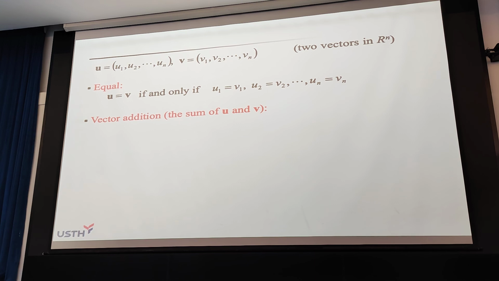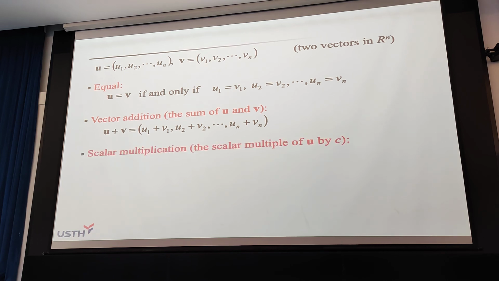Then we can define the vector addition, the sum of two vectors u and v. That is a new vector. The new vector denoted by u plus v. It equals u1 plus v1, u2 plus v2, up to un plus vn. So it is very easy. Whenever you find it somehow difficult to imagine, please take n equal 2 or 3. It will go back to what you studied in high school.